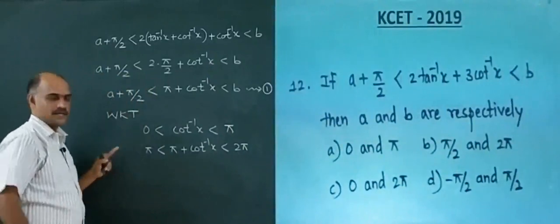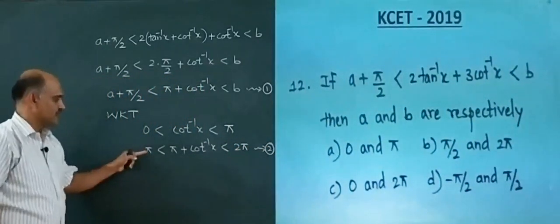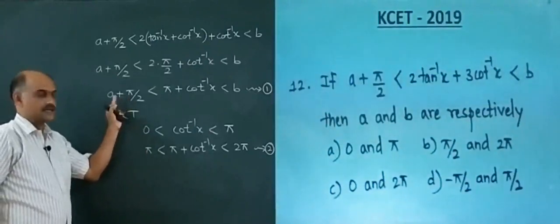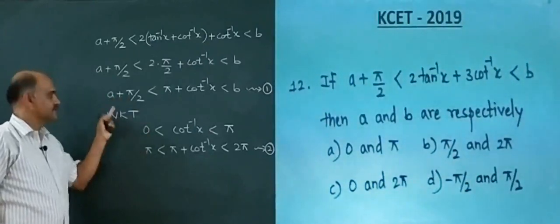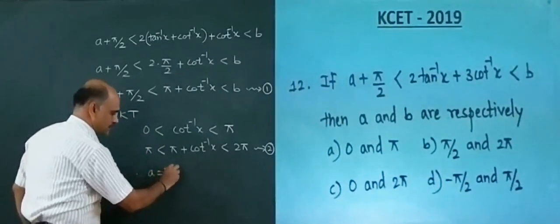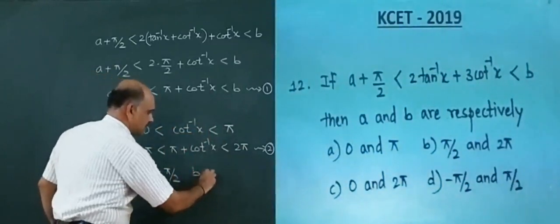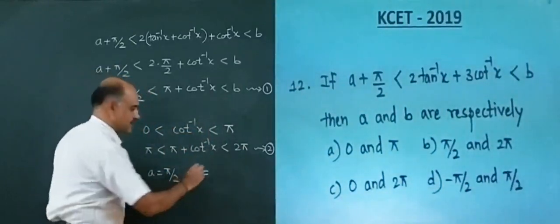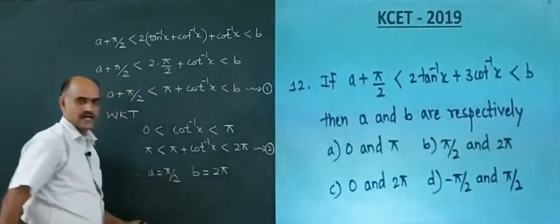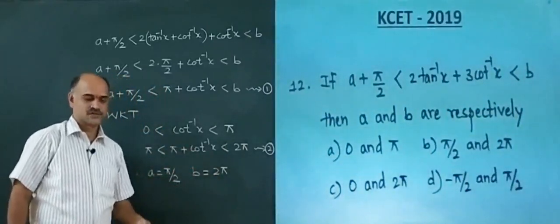So now you can compare directly with equation 1. Here 180 is there, here A plus 90. A plus 90 is 180, means A is 90. Therefore, A will be equal to pi by 2. B will be equal to 2 pi. So answer is B. This is our answer. Clear, students? Okay.